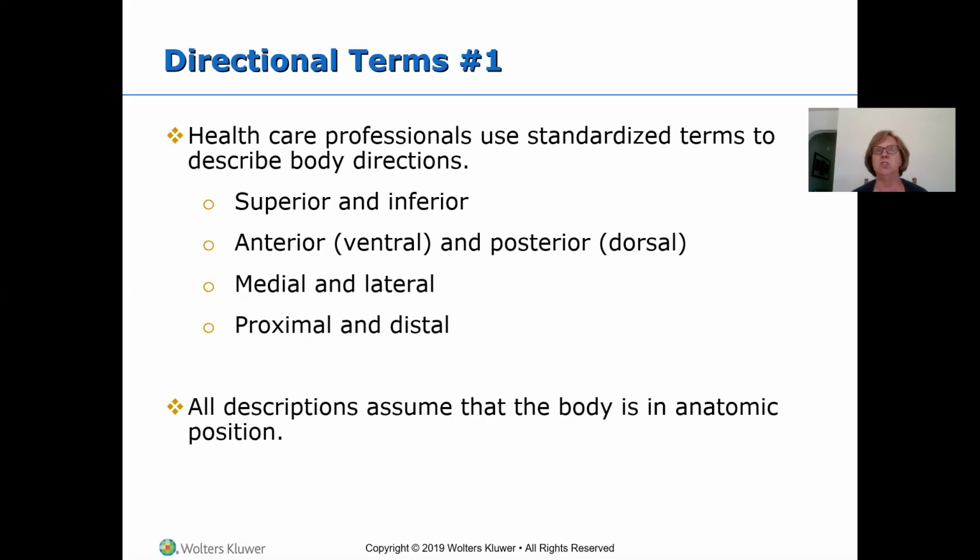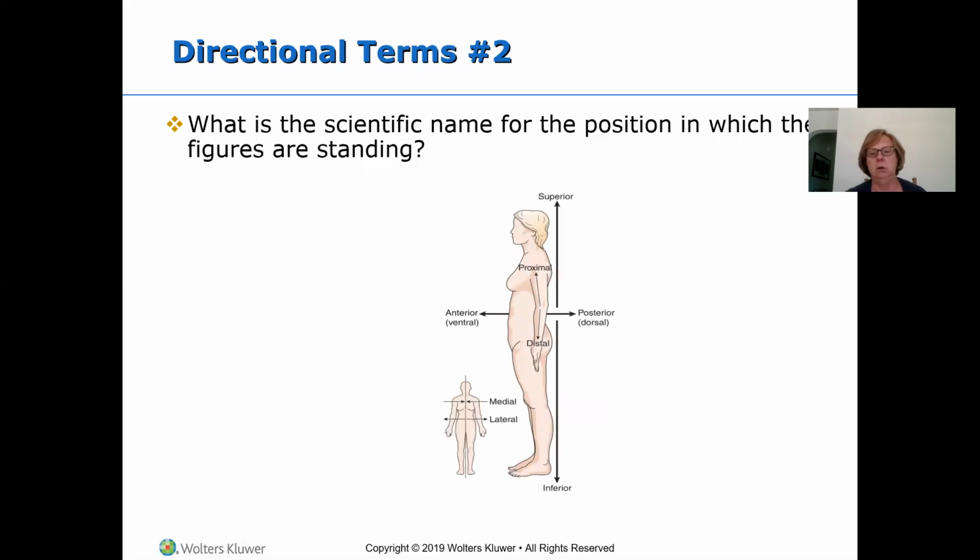Okay, and your feet are just slightly apart, facing forward. That is considered to be the anatomic position. And here is a drawing of an anatomic model. And so what is the scientific name for this position? Again, it's the anatomic position. And if you note, her palms are facing forward.